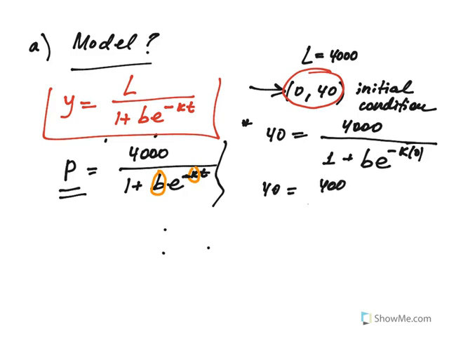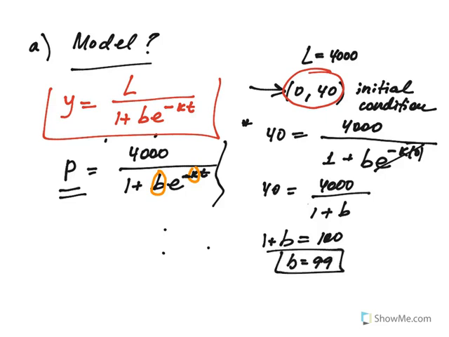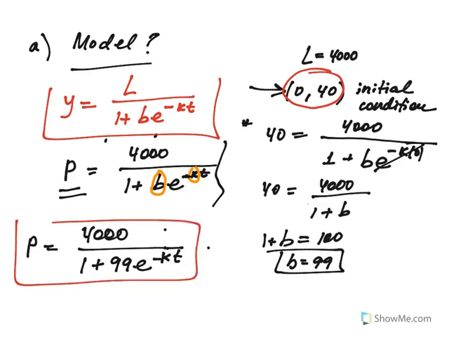40 equals 4,000 over 1 plus e to the power of negative k times 0, which is 0, so that becomes a 1. Yes, e to the power of 0 is 1, so we get 1 plus b, and 1 plus b equals 100, and therefore b equals 99. All right, so far we have P equals 4,000 over 1 plus 99 e to the power of negative kt. Okay, beautiful. So far we have this equation.